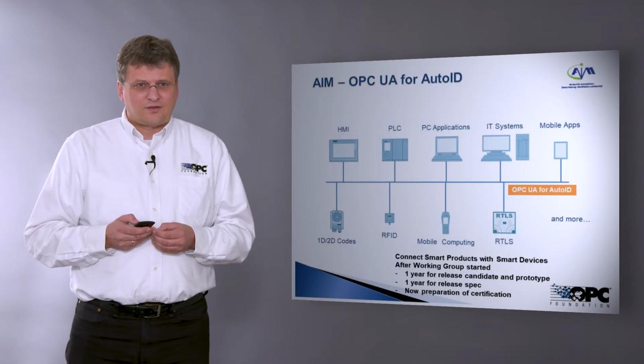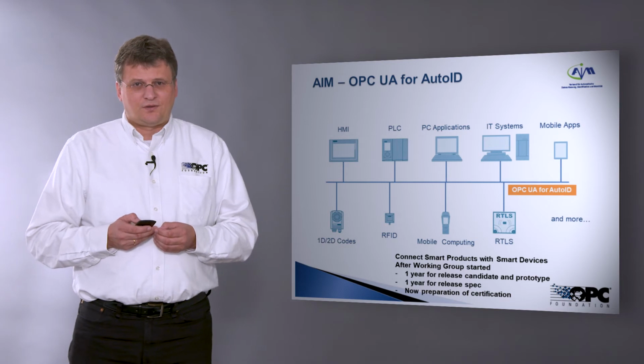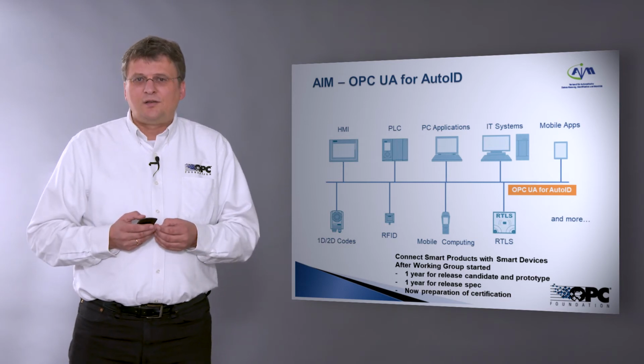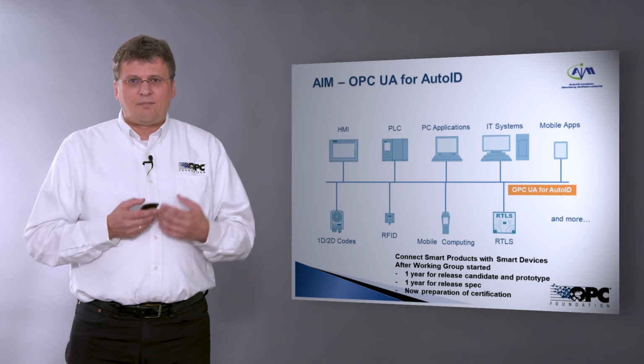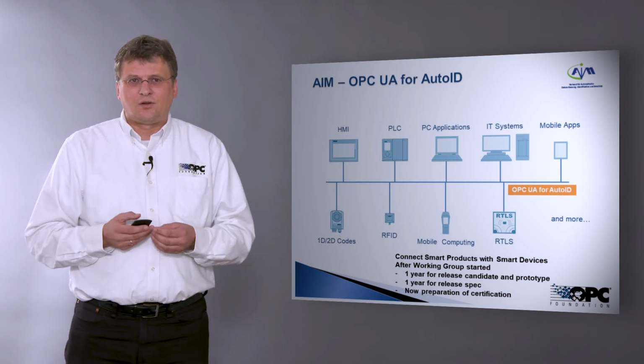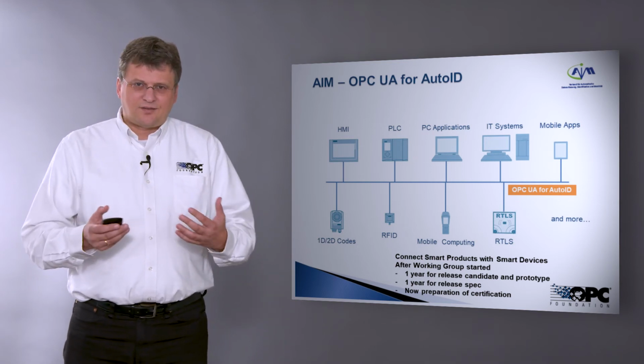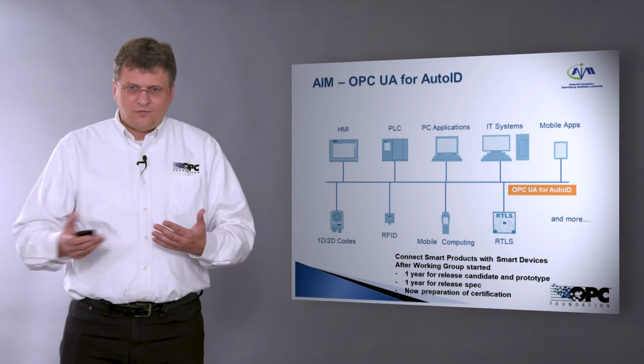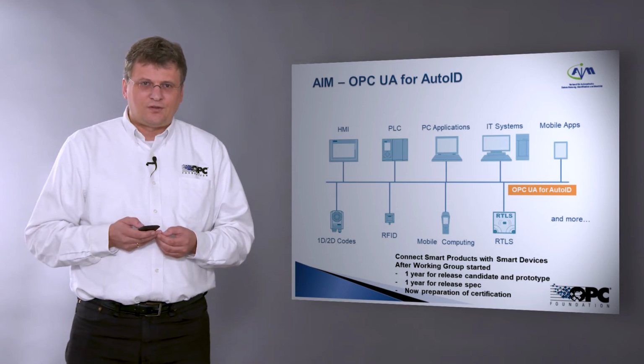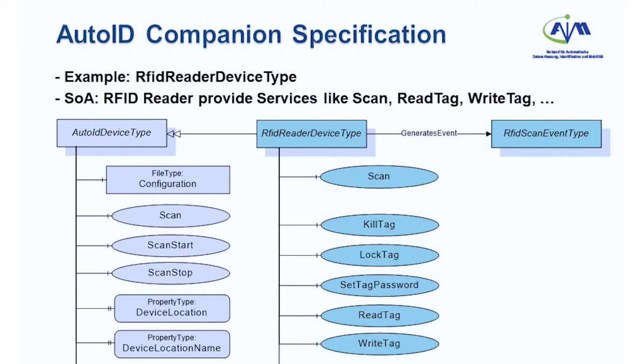I'll give you a short example about these benefits. Think about the auto ID industry with RFID readers, barcode readers, 1D, 2D and so on. If you want to have standardized access out of your IT level or even inside the shop floor to these devices, it would be great that everybody has exactly the same OPC UA connectivity, but also the same meaning and offering of services behind. And this is exactly what they defined in the so-called Auto ID companion specification.